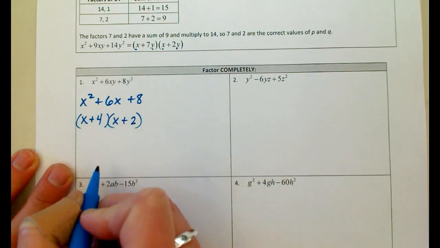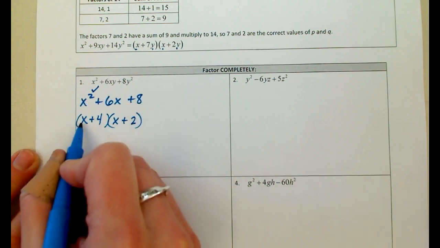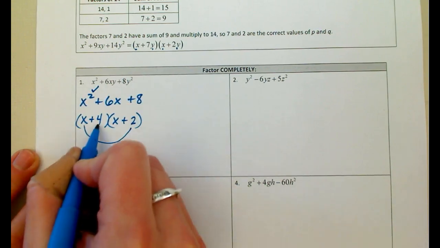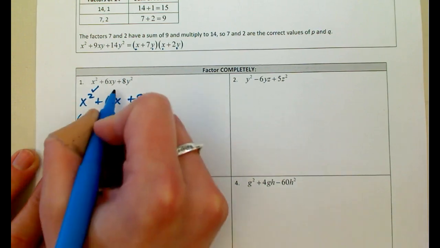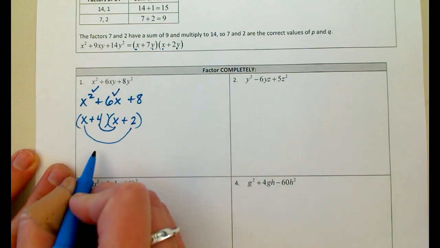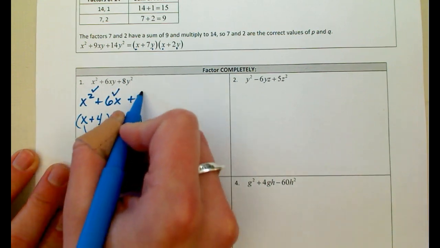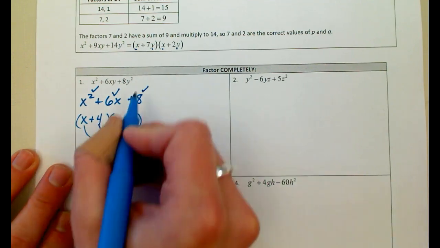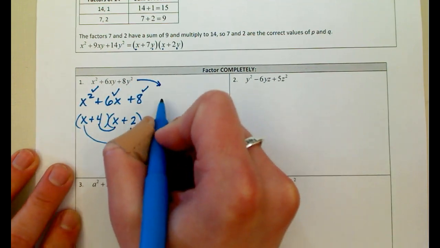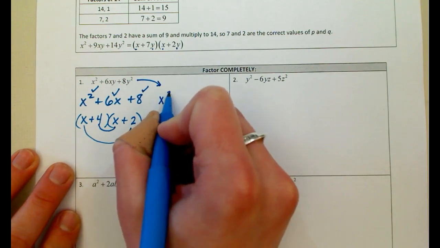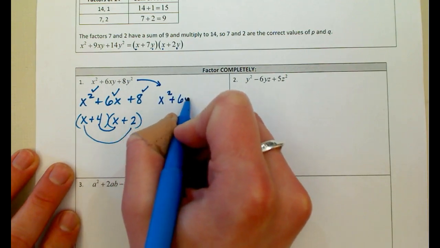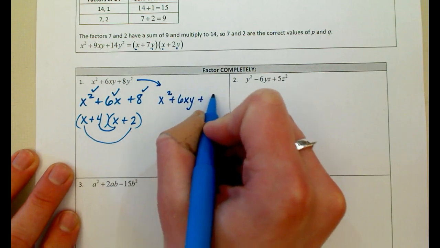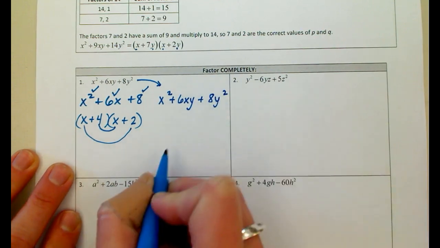X times x is x squared. X times 2 is 2x. 4 times x is 4x, which adds to 6x. And 4 times 2 is 8. So this was pretty simple. We know how to work this problem. So now I'm going to rewrite this one, but I'm going to add in the y's. X squared plus 6xy plus 8y squared.